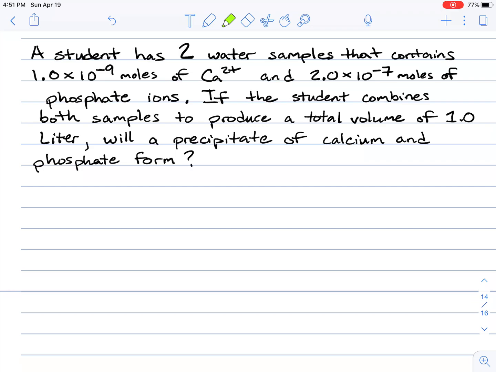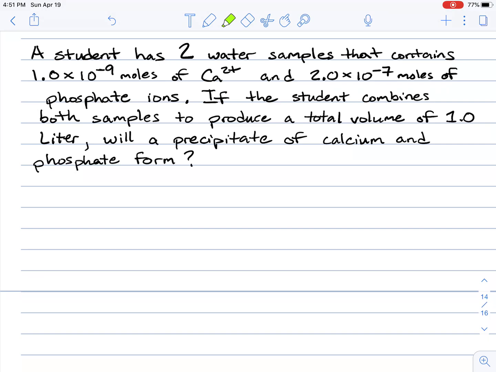So in this problem, we have a student who has 2 water samples. One water sample contains 1.0 times 10 to the negative 9 moles of calcium, and the other water sample contains 2.0 times 10 to the negative 7 moles of phosphate ions. If the student combines both samples to produce a total volume of 1 liter, will a precipitate of calcium and phosphate form? Okay.